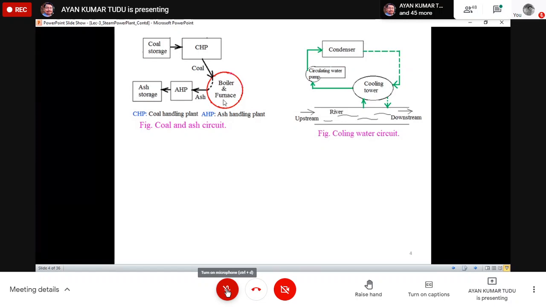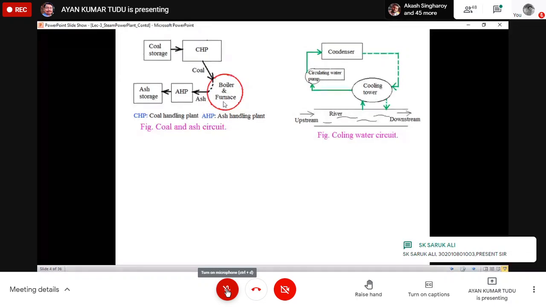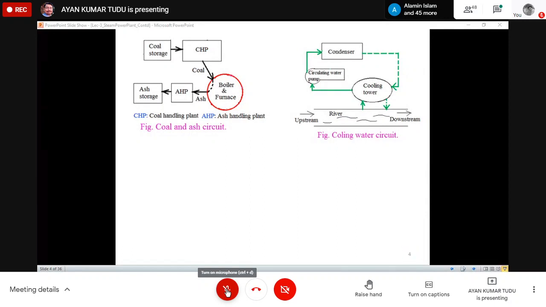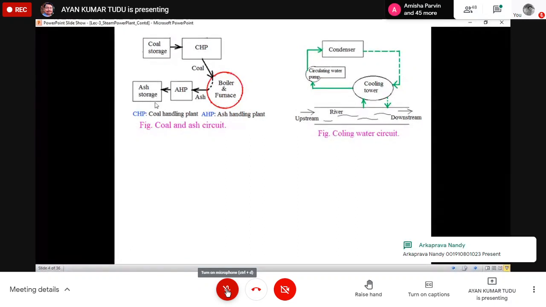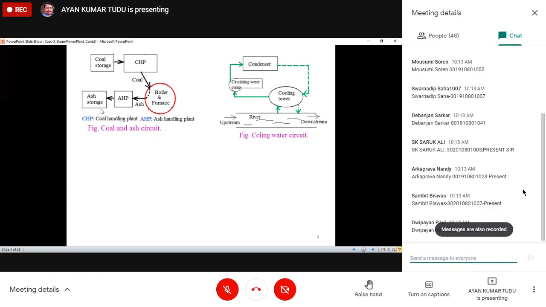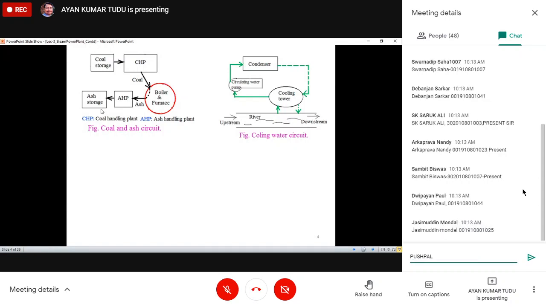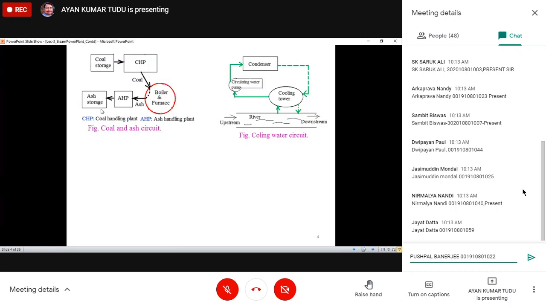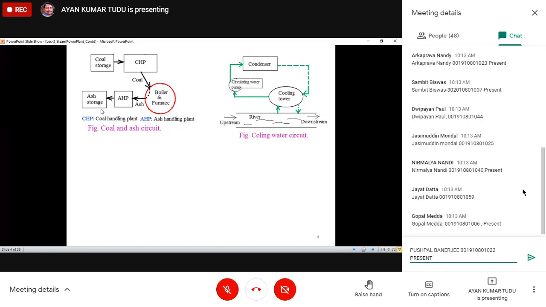That ash will be collected at the bottom of the boiler, and it will be removed from there by our ash handling plant, AHP, and stored in areas. So we can understand that the land requirement in a thermal power plant becomes very huge. Nowadays we use this ash to make bricks also, and to fill up land areas.